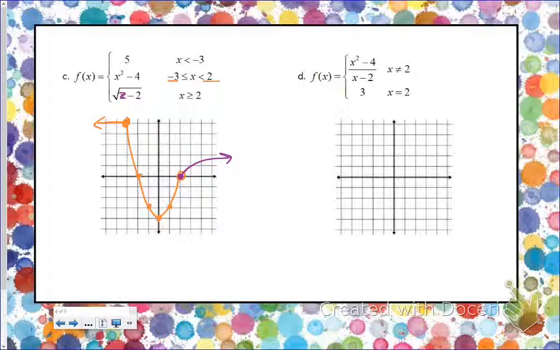So this whole thing actually in this case, sometimes with piecewise functions, very similar to the ones we did last class, they're all connected because all those open circles are actually filled in by the previous graph.